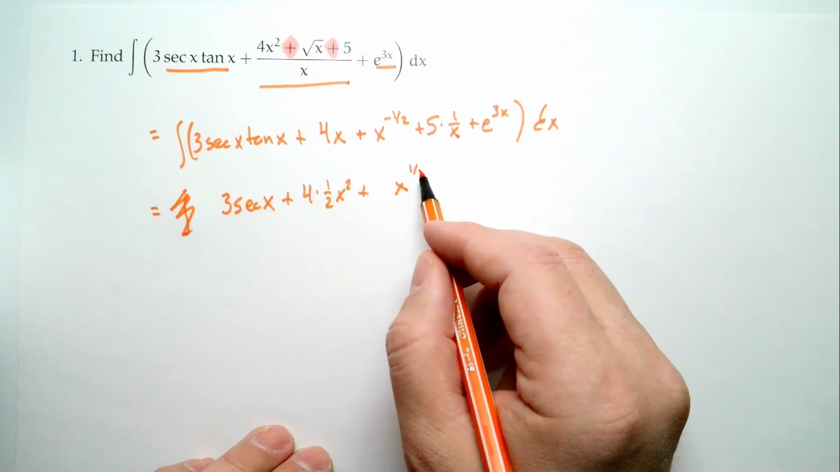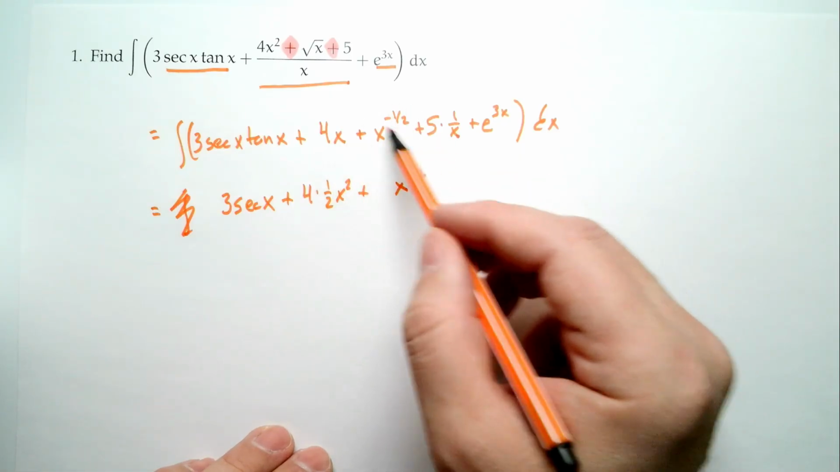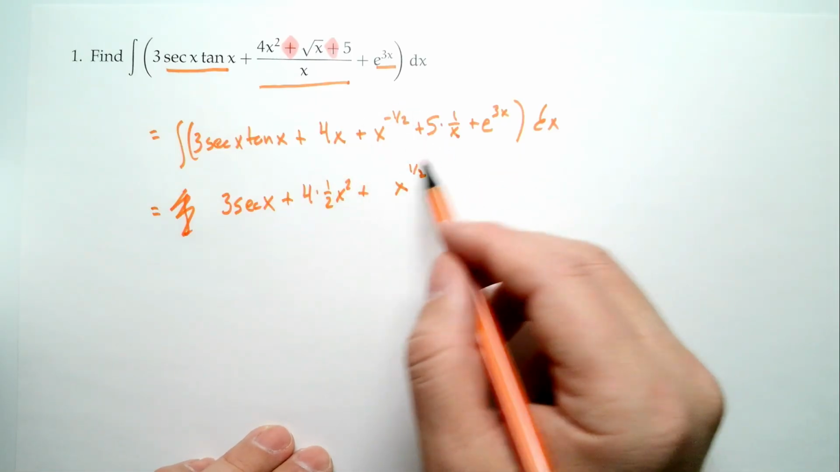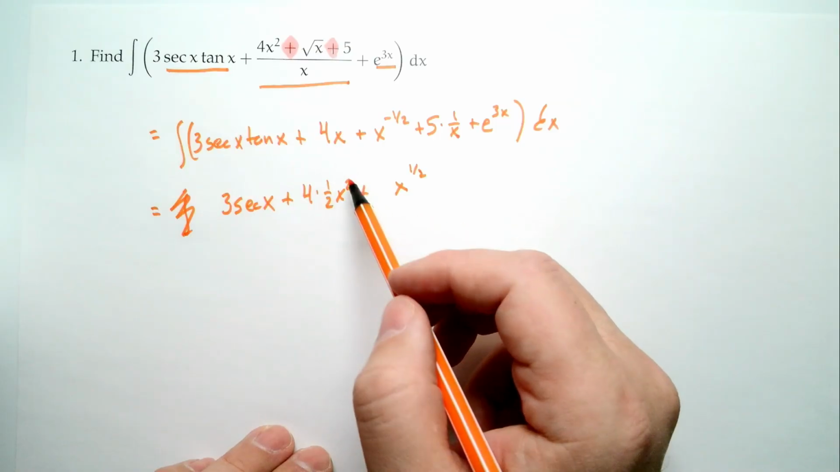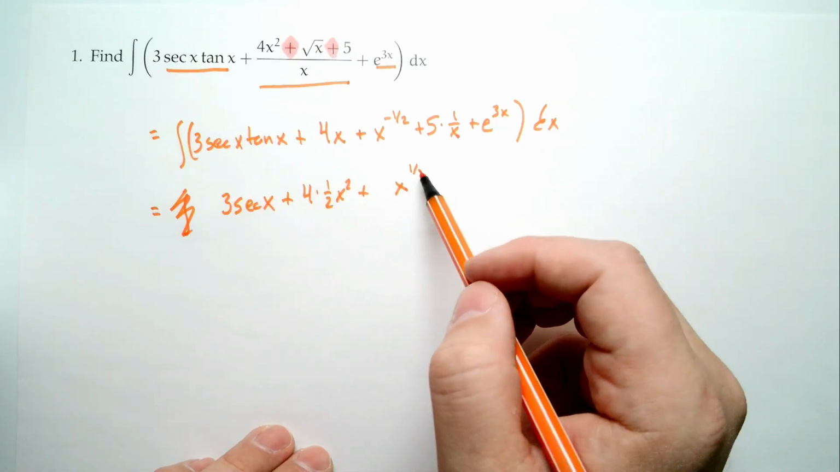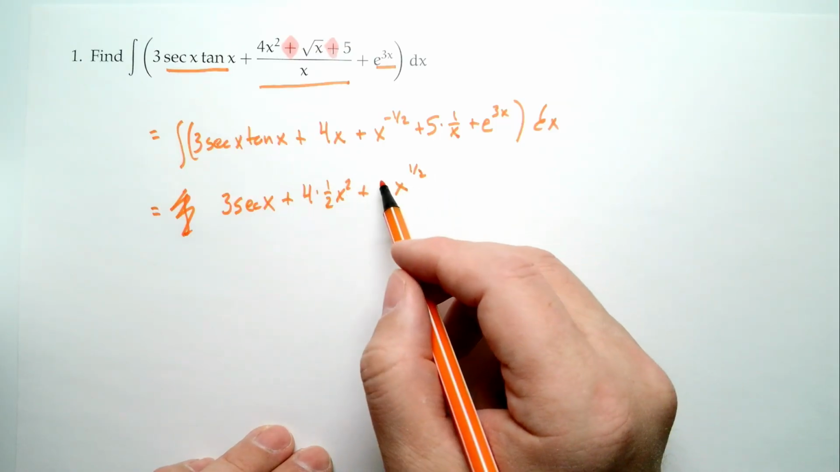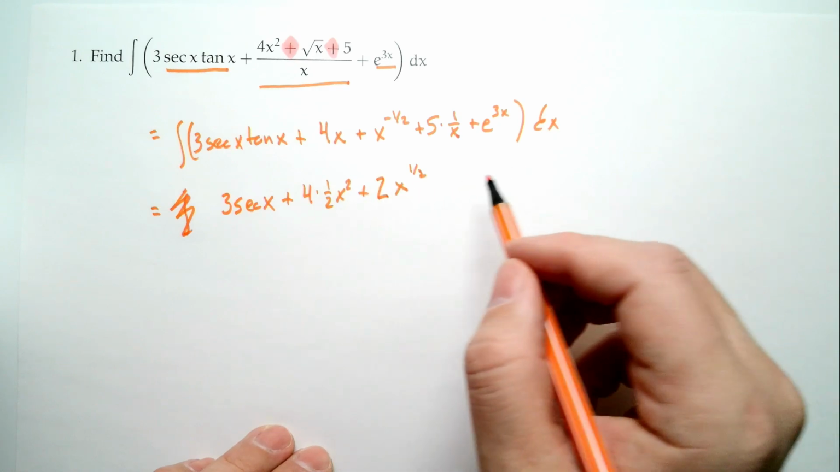be x to the 1/2. So what are we doing here? We're adding 1 to our exponents, and then we divide by our new exponent. So in this case, we added 1, we got 2, divided by 2. Here we add 1, we got a 1/2. Divide by 1/2, which is the same as multiply by 2.